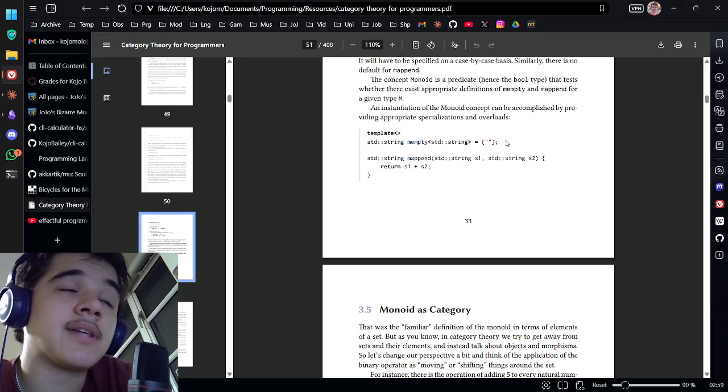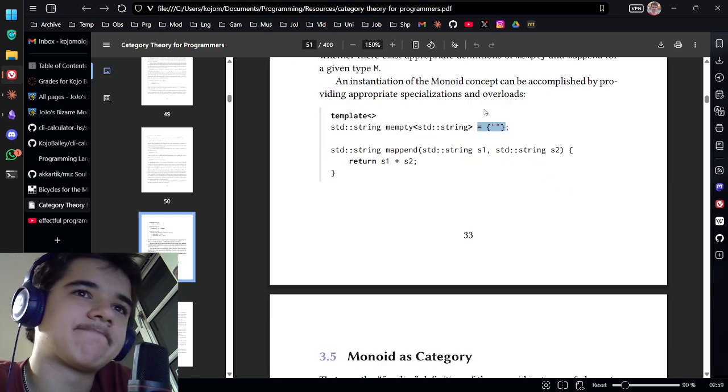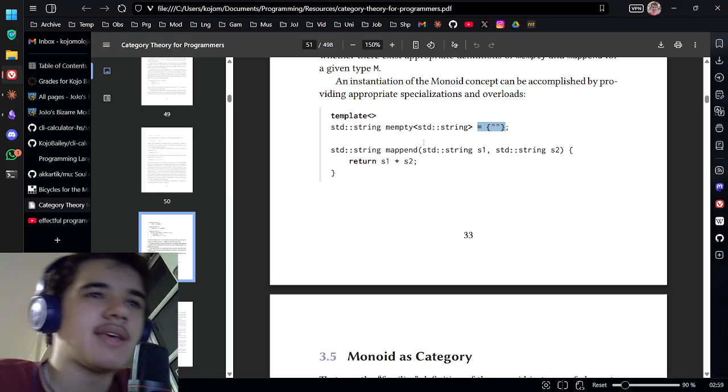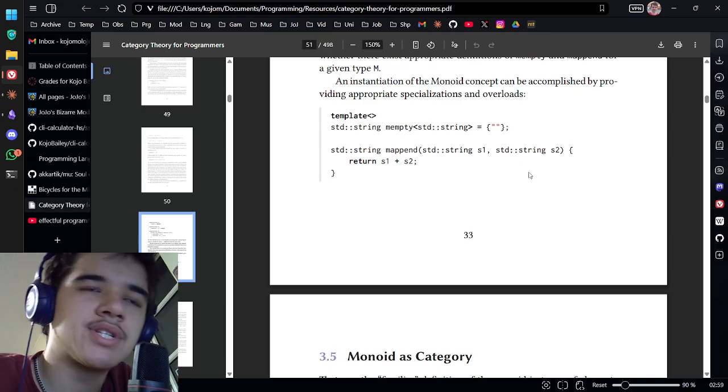Seeing it in C++ actually helps me because I'm just more used to its syntax. So it just takes an std::string. This is a special overload or specialization here. It's literally just returning an empty string. I mean, I would expect nothing less from something called mempty, but whatever. And append returns these plus this, which takes two things and combines them.